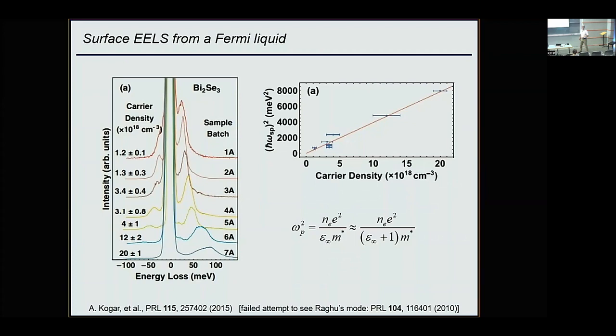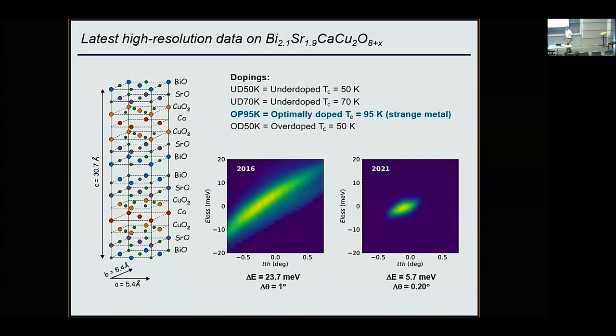Okay, so we have new data that I'm going to show. In this talk, I'm going to focus on the optimally doped material, though I'll reference the other ones. And all the data that we've published up to now is done with a momentum resolution that looks like this. So this is a phase space plot of the beam. So this is the opening angle of the beam, and then the energy. And ideally, you'd like to have a nice compact thing.